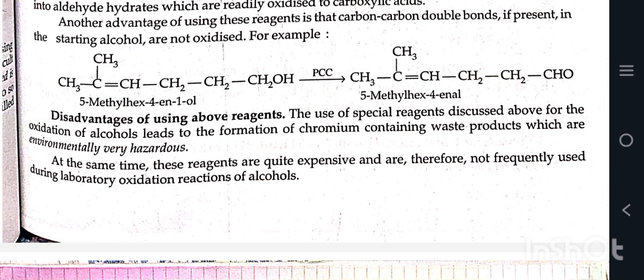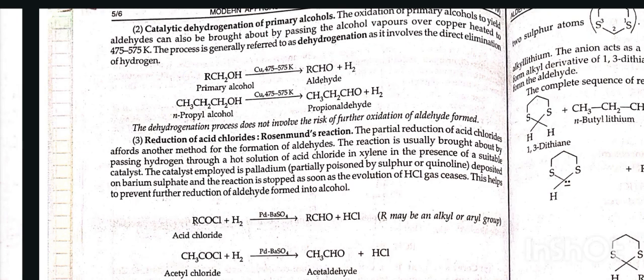Disadvantages of using above reagents: the use of special reagents discussed above for the oxidation of alcohols leads to the formation of chromium containing waste products which are environmentally very hazardous. At the same time, these reagents are quite expensive and are therefore not frequently used during laboratory oxidation reactions of alcohol.